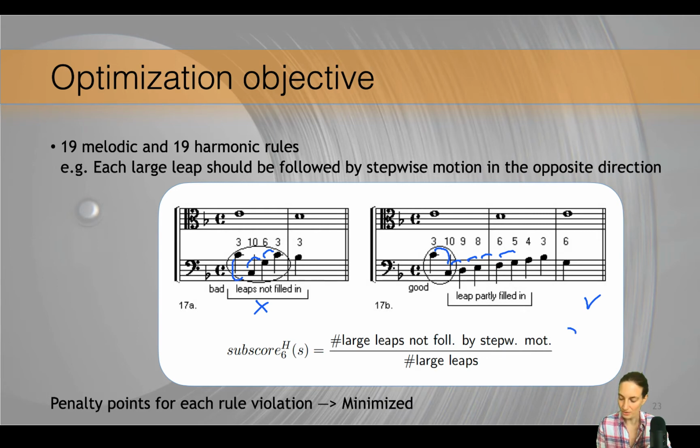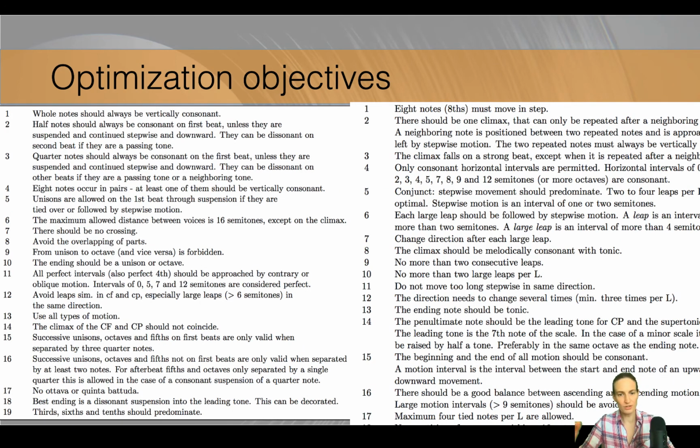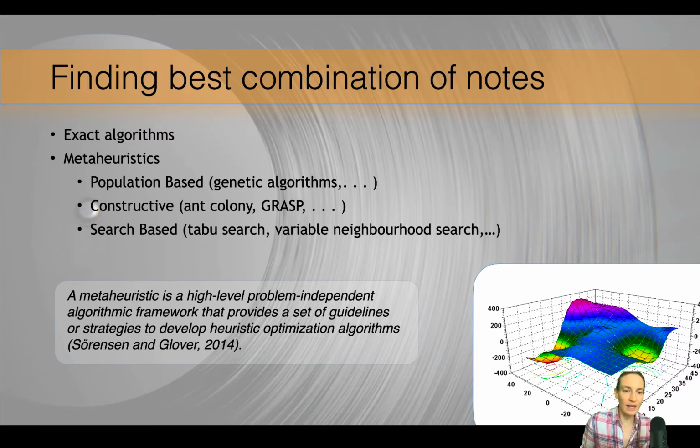So there's a quick formula to calculate this, and each time a rule is broken, the piece gets a penalty point. There's an overview of my rules. If you're interested, check out my publications. And then we use something called meta-heuristics, which is a way to find the best notes while trying to minimize or break as few of the rules as we can.